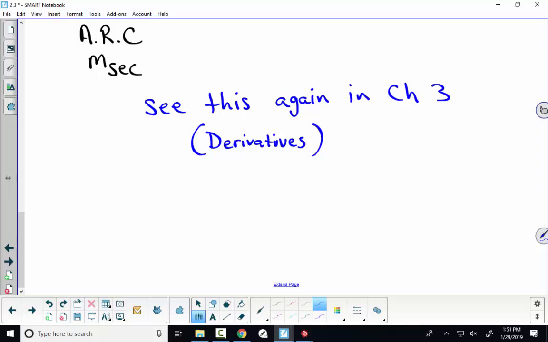So if you've seen the difference quotient before and you remember it, then you essentially know what a derivative is, or how to find the slope at one point already. All right, questions?